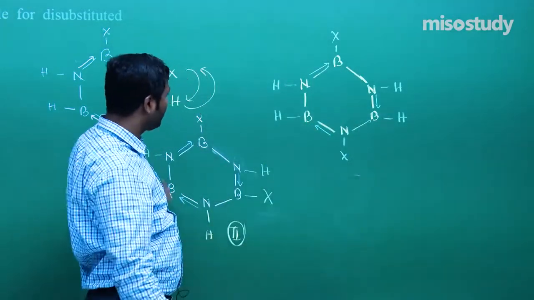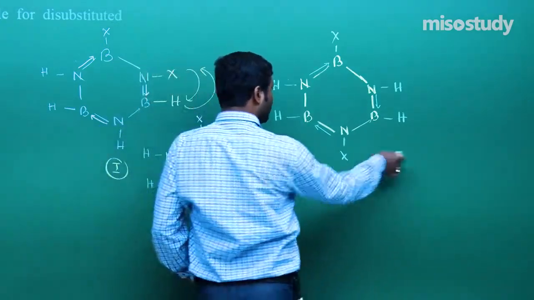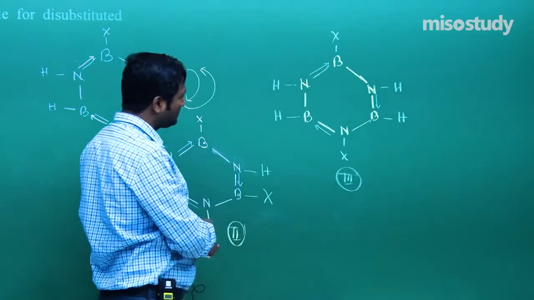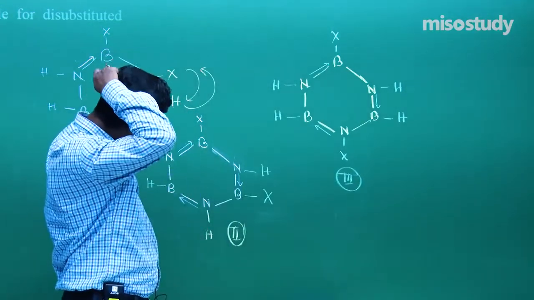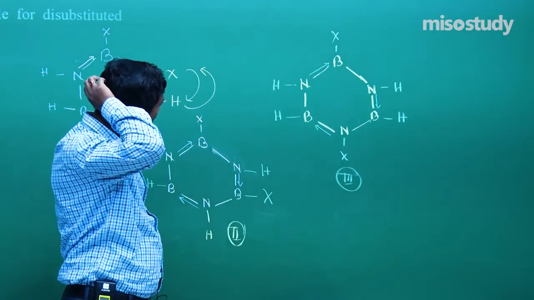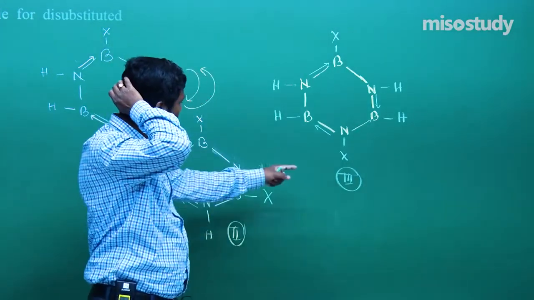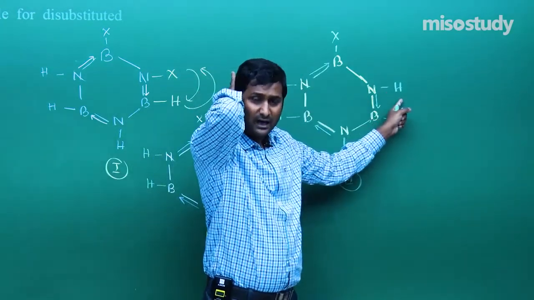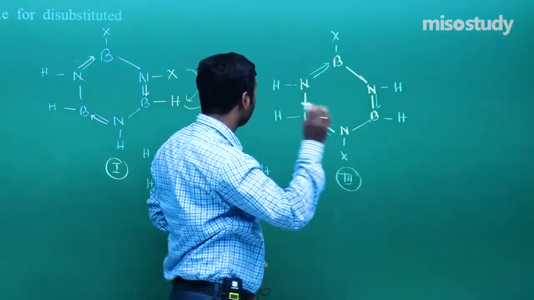Looks different from this structure. There is a position of halogen changes. This one is the third structure. Is there any more possibility to draw the structure? What to do? Tell me. Yeah, definitely. If I put X here and one X here, then another structure will be possible. So I'm moving here. Check it out.